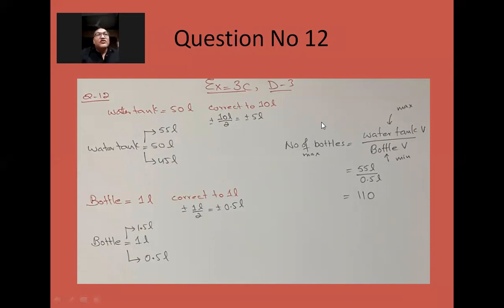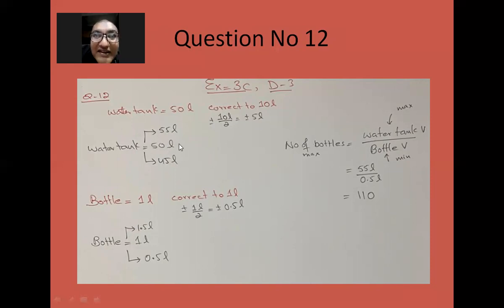So here we have a water tank which has 50 liter capacity, and it says this is correct to 10 liters. So I will divide that 10 liter by 2, you get 5 liter. With it, I will write the plus minus sign. So my main measurement of the volume of the water tank is 50 liter.